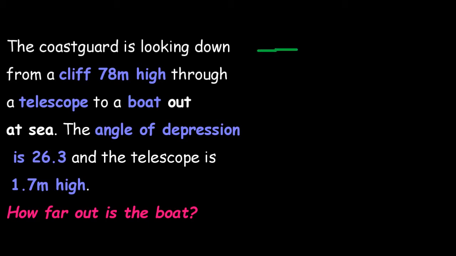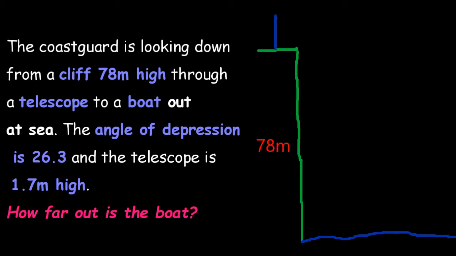Okay, so the first thing we have to do is draw a quick sketch using the information given to us in the question. So we have a man standing on a cliff 78 meters high. He's looking through a telescope which is 1.7 meters high. So that means this total difference here would be 78 plus 1.7.